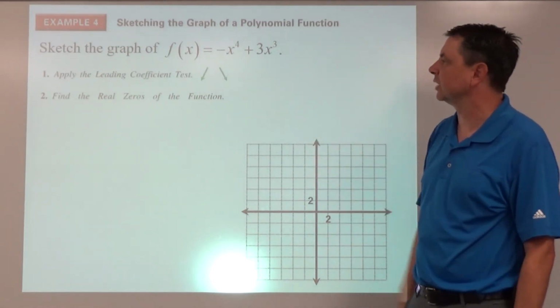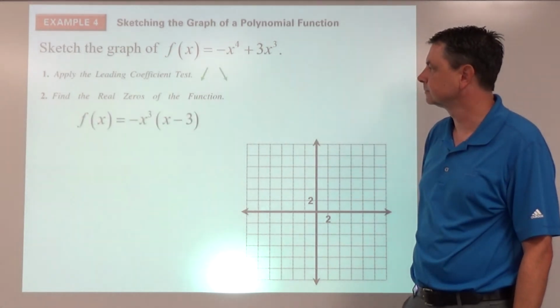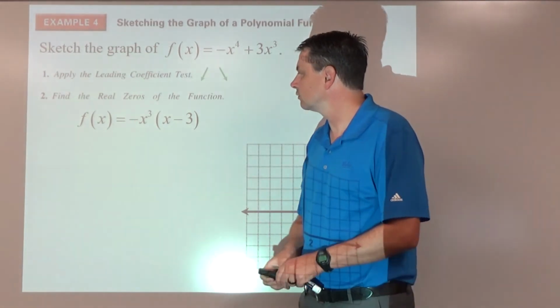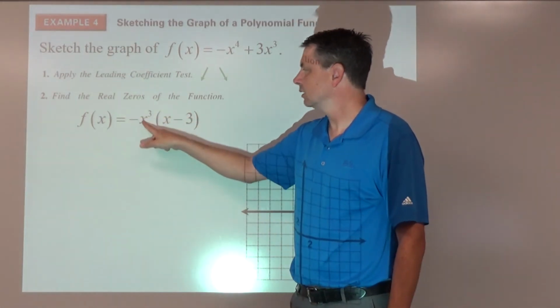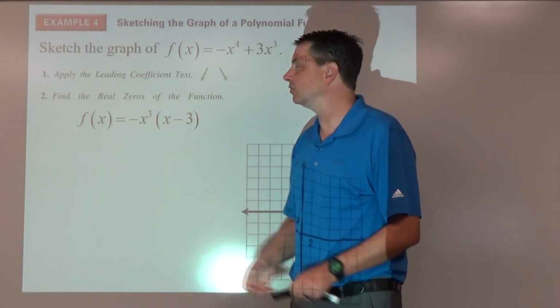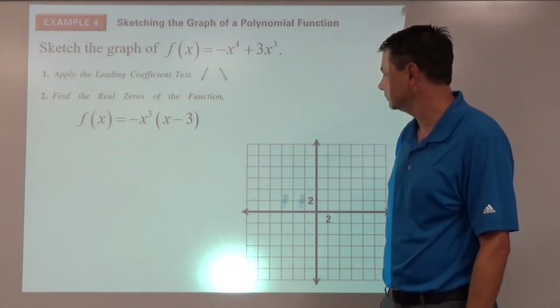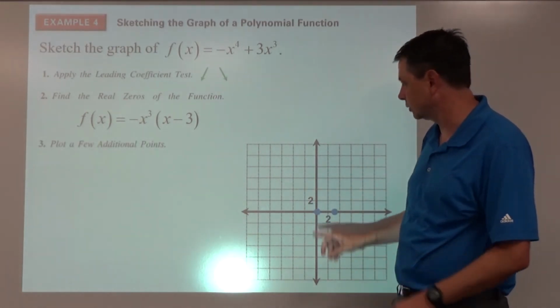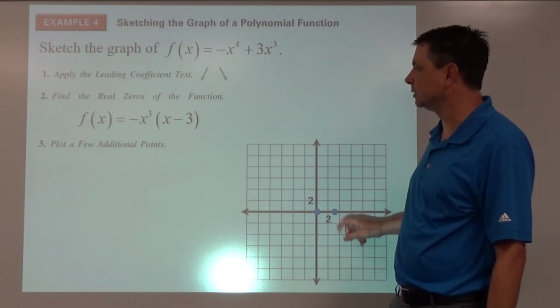Find the real zeros. That would be by the factoring. So we factored out the negative. I think that's as far as we can go. So we're going to get a 0 here and a 0 here. Those are the factors. Plot those. Notice I did change the scale to by 2. So 0, 0, 3, 0.